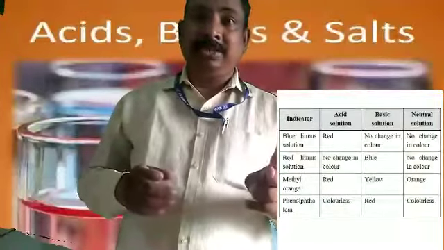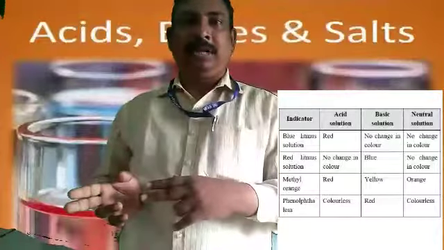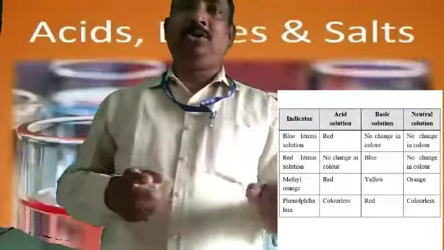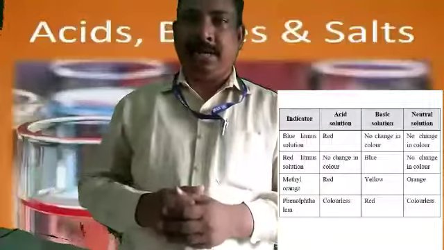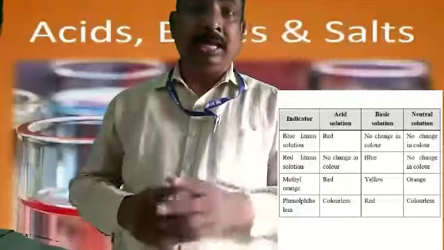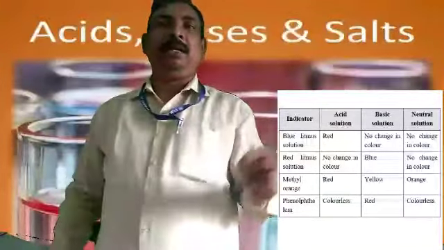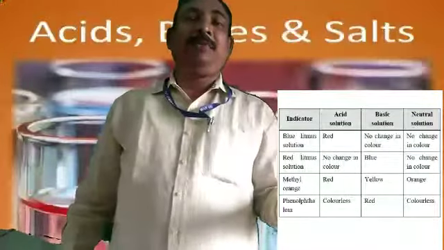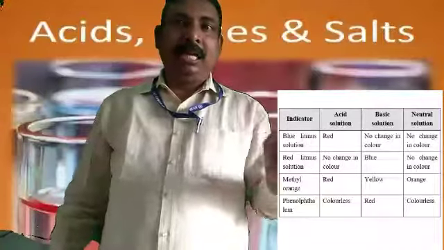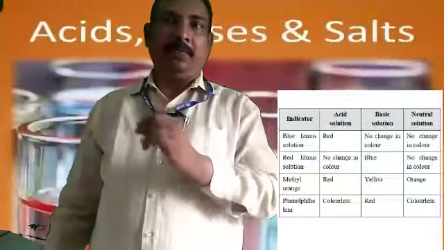Second, in basic solution, methyl orange turns yellow. And phenolphthalein: in acidic medium it turns colorless, and in base it turns pink. So what we can say is, a phenolphthalein solution in acidic medium turns colorless. Phenolphthalein solution in basic medium will become pink.